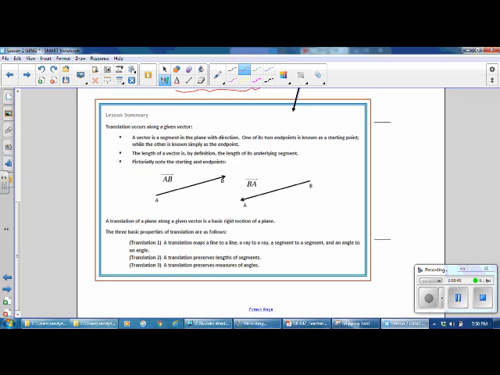The three basic properties of translations are as follows. In a translation, which is a slide, a translation maps a line to a line, a ray to a ray, a segment to a segment, an angle to an angle. The second rule, a translation preserves lengths of segments. So the length in the segment of the figure is the same as the segment of the image. And the third rule, a translation preserves the measure of angles. So if the figure is 31 degrees, then its image will also be 31 degrees.